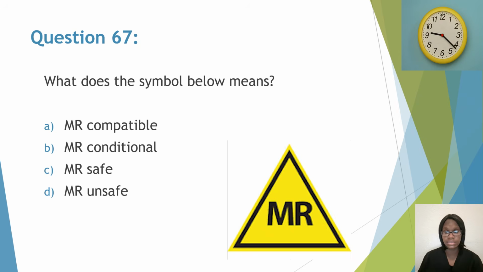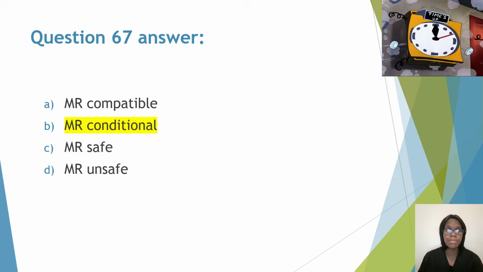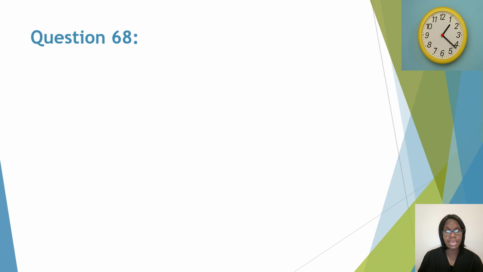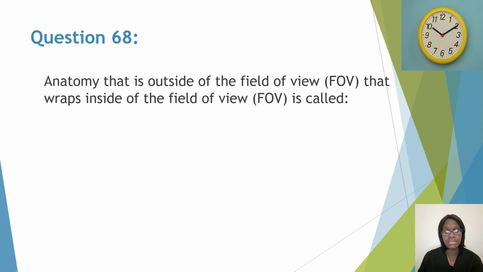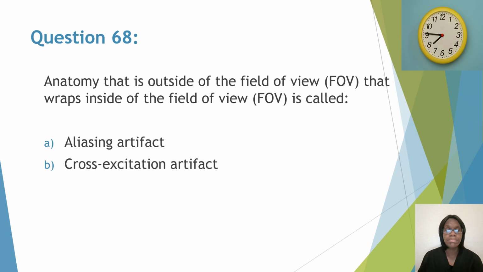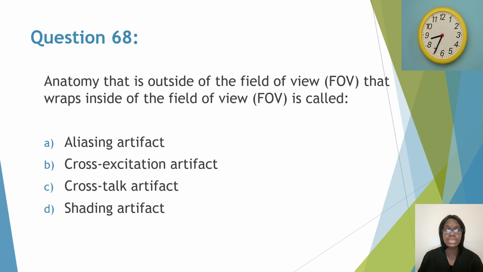The correct answer is B, MR conditional. Question 68. Anatomy that is outside of the field of view that wraps inside of the field of view is called A, aliasing artifact, B, cross excitation artifact, C, crosstalk artifact, D, shading artifact.